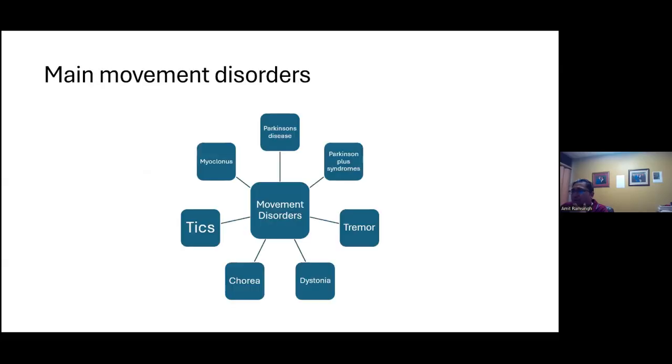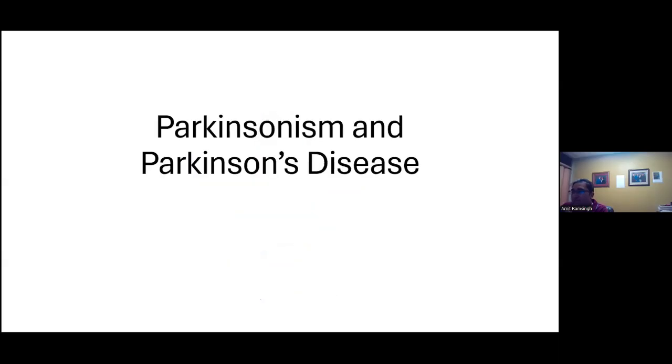Now, the movement disorders are a wide class. So I've tried to just include the relevant things here, right? But it's a huge topic in itself. We're looking at Parkinson's disease and Parkinsonism. We're going to define what is Parkinsonism and the Parkinson plus syndromes. We're going to look at tremors, which are neurosurgically relevant, dystonia, chorea, tics, and myoclonus.